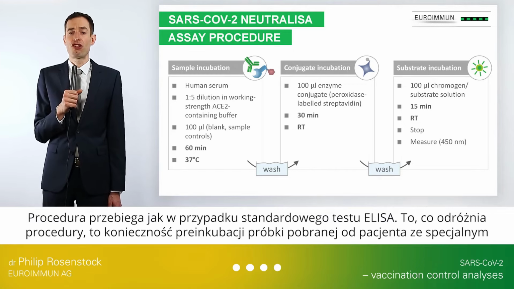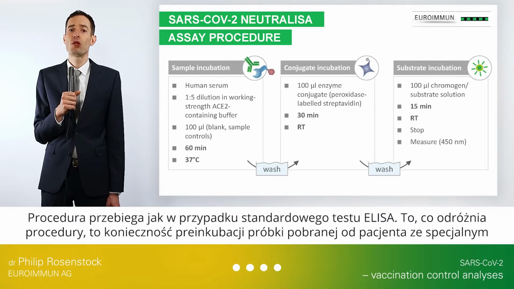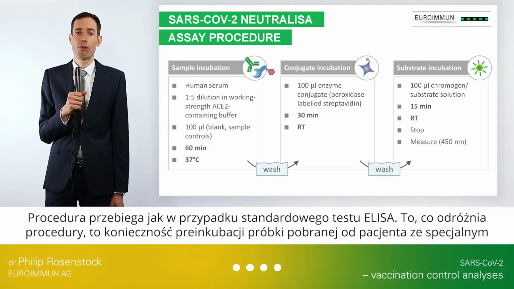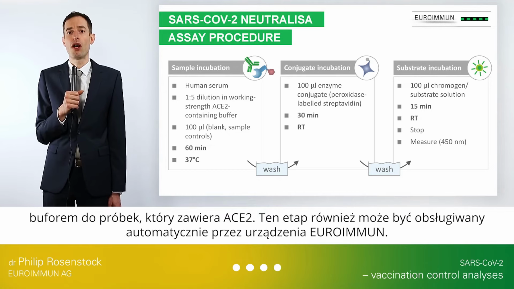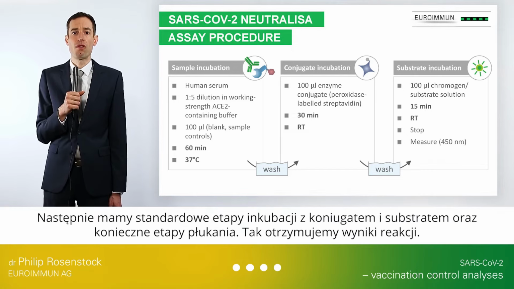So the procedure is just like a normal ELISA. The only thing that is different is that you need to pre-incubate your sample with a special dilution buffer that contains the soluble ACE2. However, this is also automatable if you use our EUROIMMUN devices. Then we have some specific incubation periods, like those used for our normal ELISA, with conjugate incubation, substrate incubation, some wash steps in between, and then you just receive a single result.